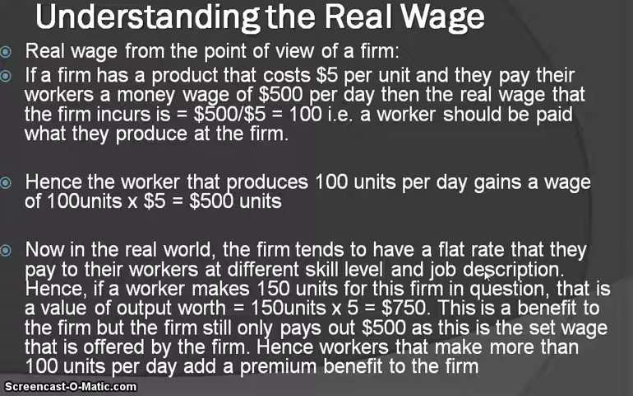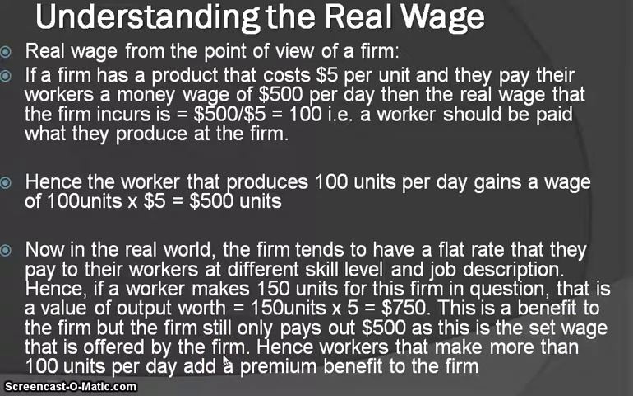Hence, if a worker makes 150 units of products for this firm in question, the value of output that that worker generates would be 150 units multiplied by $5, which is the price per unit, which means that the worker would have contributed $750 worth of output. This is a benefit to the firm, but the firm still only pays out $500 in money wage, as this is the set wage that is offered by the firm.